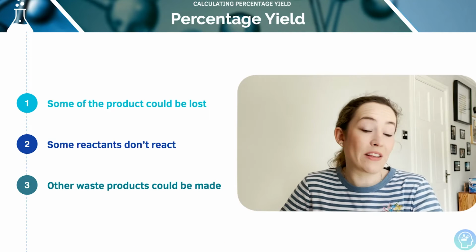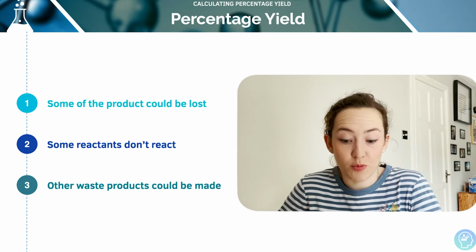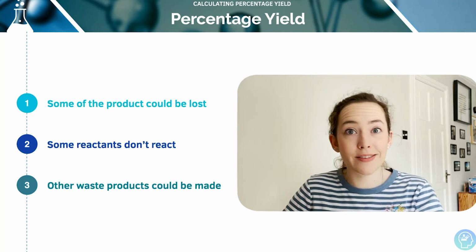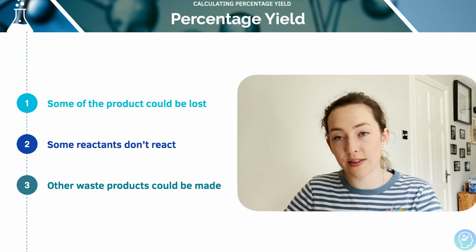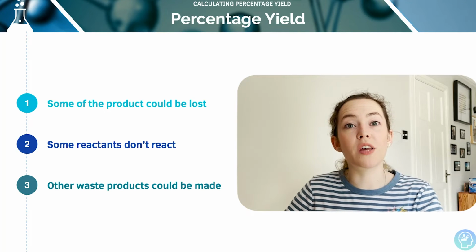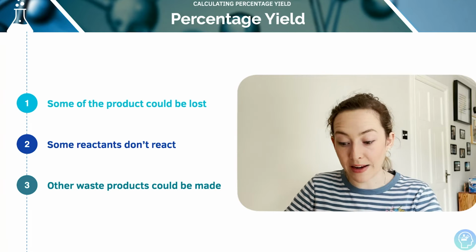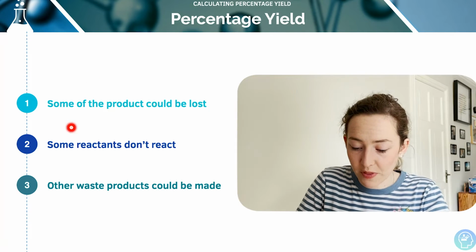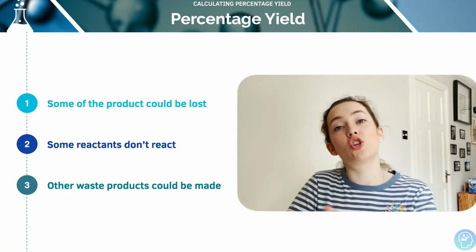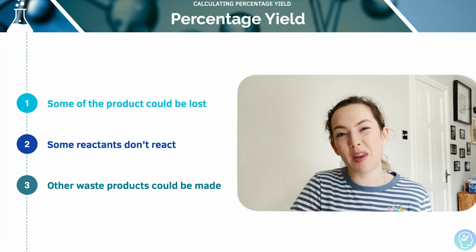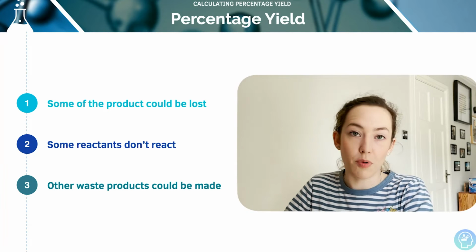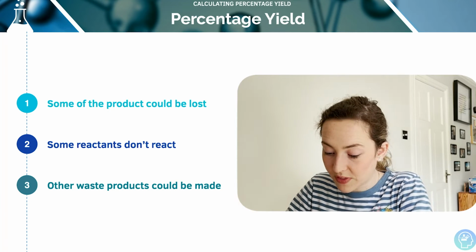So let's look, why is the percentage yield not going to be 100%? Well, some of the product gets lost, of course. Some reactants don't react for various reasons, and we might make other waste products as well as the thing we're actually expecting, depending on the conditions. So I gave you an example of this first one, products being lost, transferring between containers. You try and minimize that because obviously you are going to lose some. And that example before with the coffee was a really good example of that.